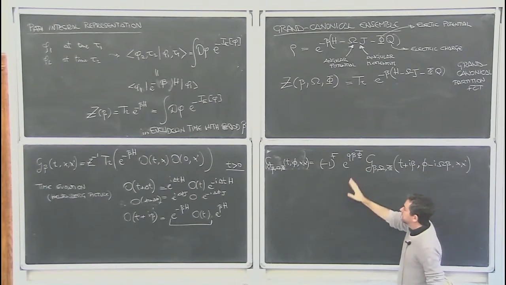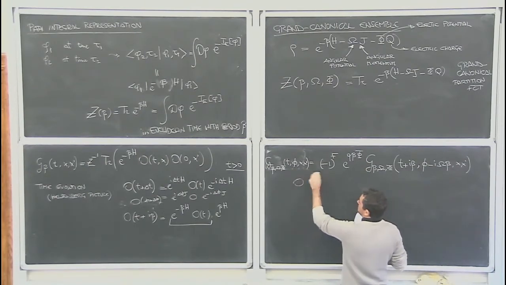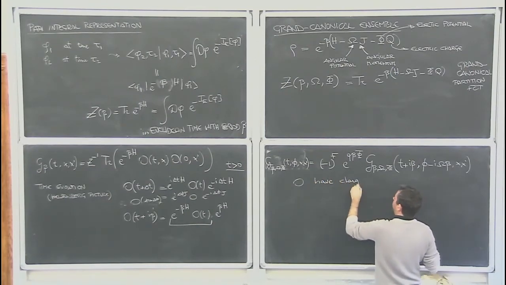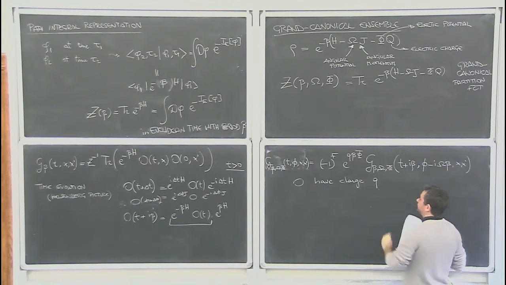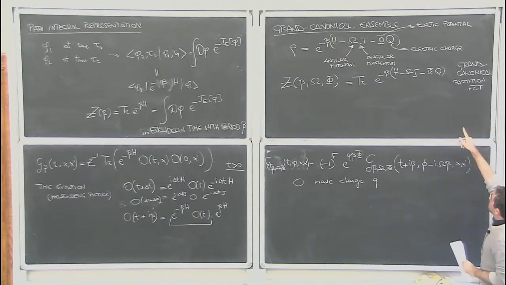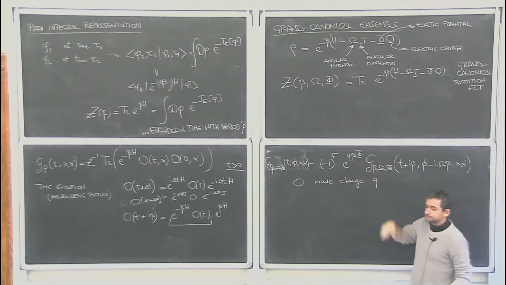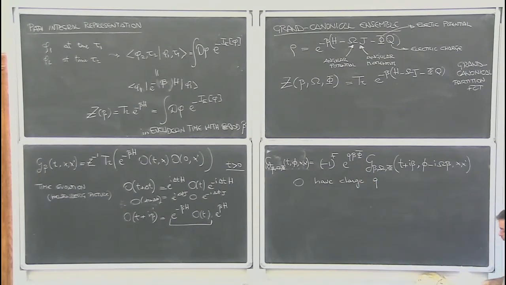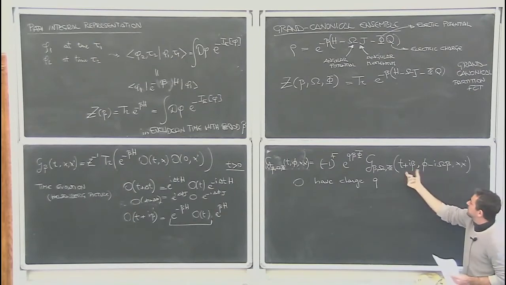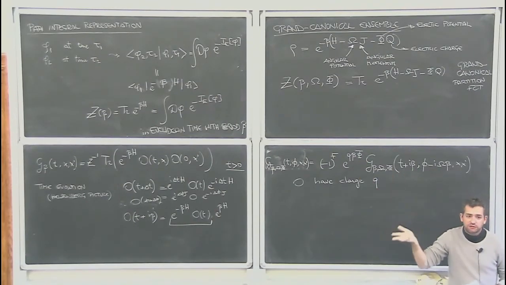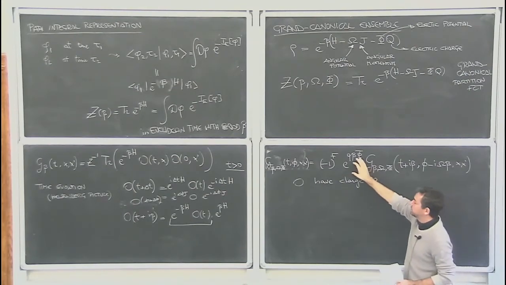I'm assuming here that the operator O, for which I'm evaluating the Green's function, has charge q under the charge operator capital Q. So this is the eigenvalue. And this appears here. You can prove this. In the same way as you have these shifts, you will have a shift in the internal symmetry associated with the charge that appears here as an exponential factor.